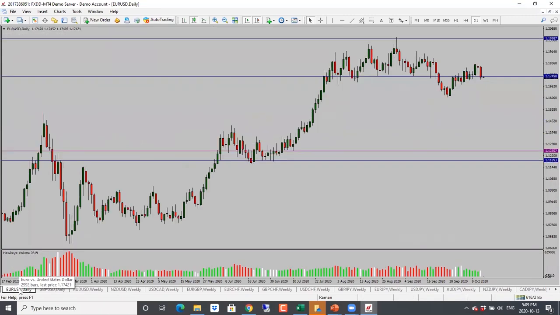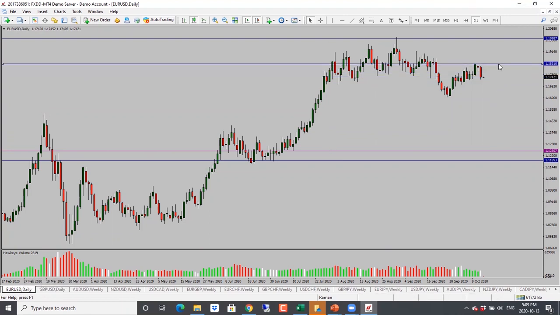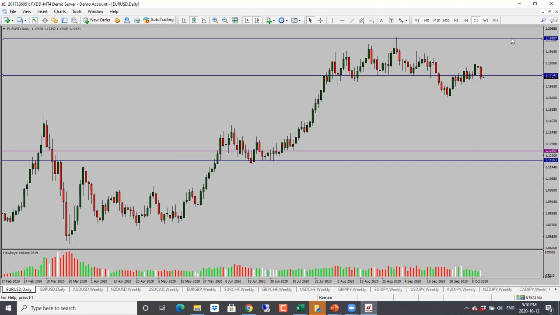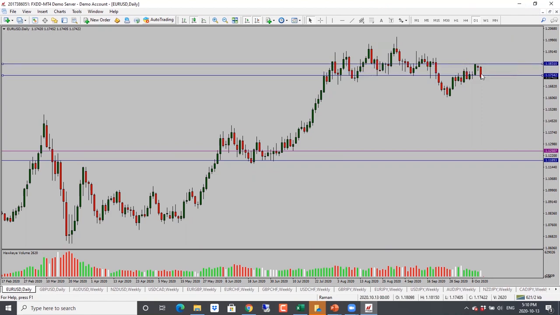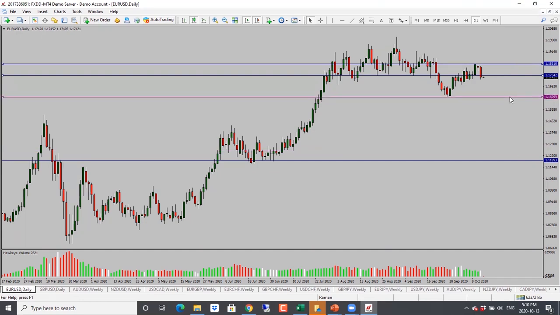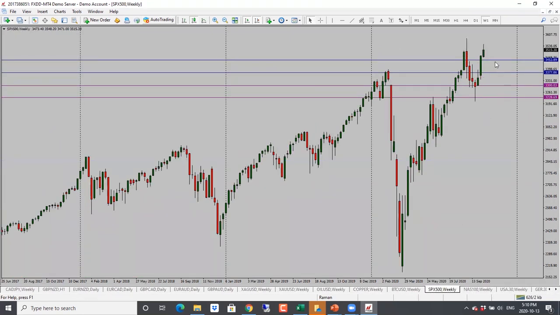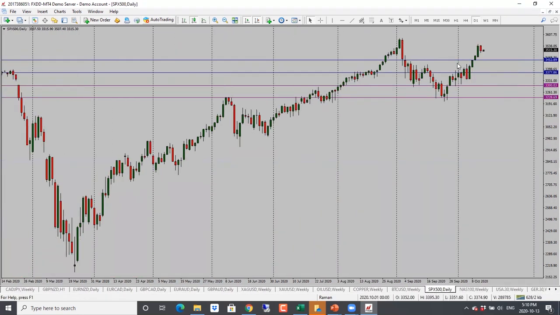So we'll start with euro dollar here. We saw that price wasn't able to go through the resistance. It turned around here. So today was bearish, and part of this was because of the stock market. So we'll take a quick peek at the stock market. It came back down a little bit.